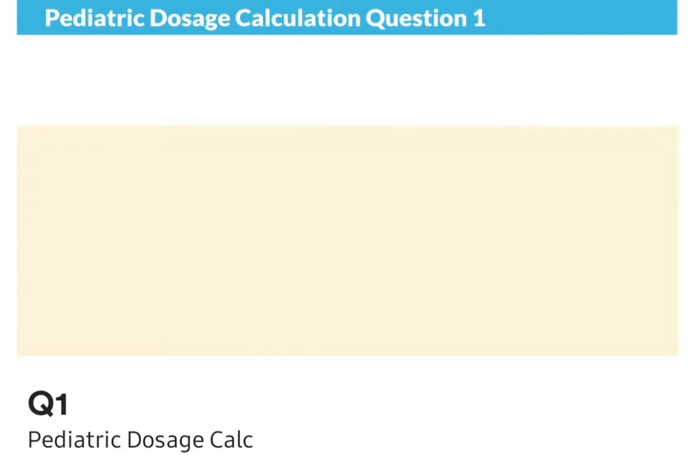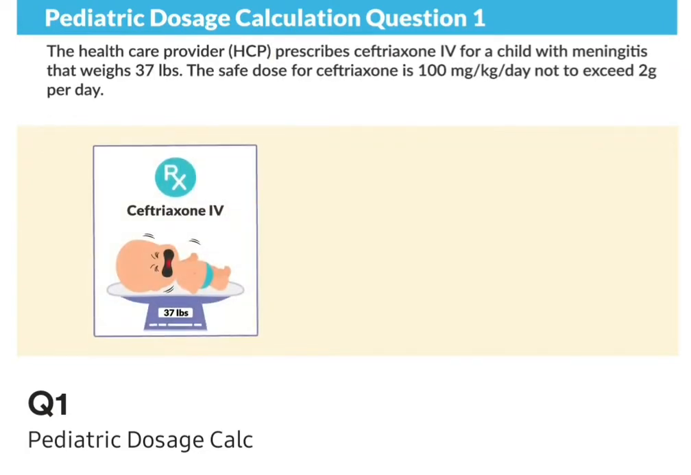All right, now moving on to pediatric dosage calculation. Question 1. The HCP prescribes ceftriaxone, an antibiotic, for a child with meningitis that weighs 37 pounds. So focus on the 37 pounds here.